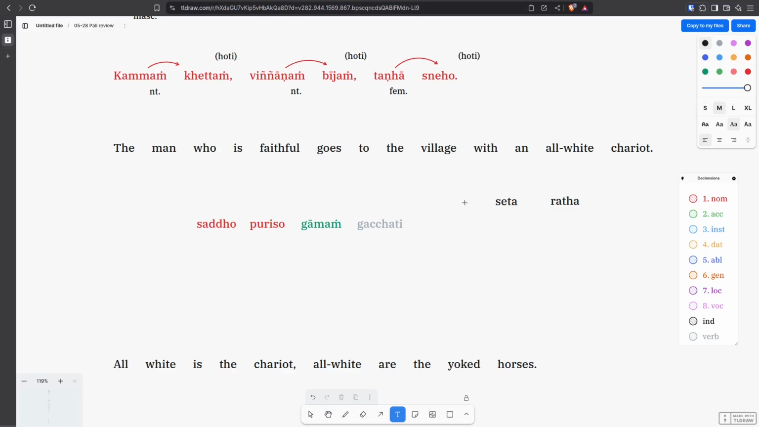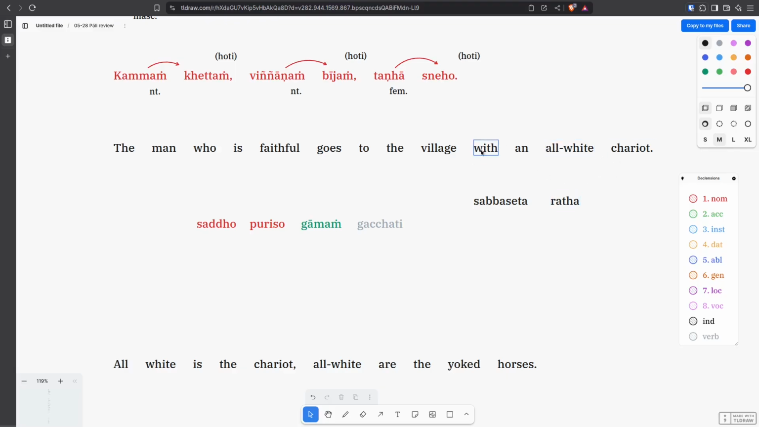What is all or everything or all the things? Sabba. Sabba, okay. So this is going to be all. Let's put it, Sabba Seta. Okay, now we've got all white chariot.